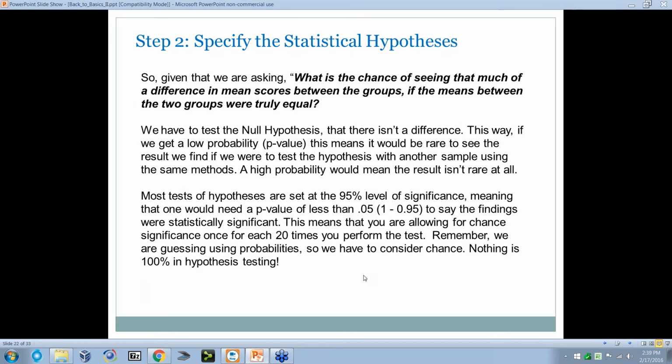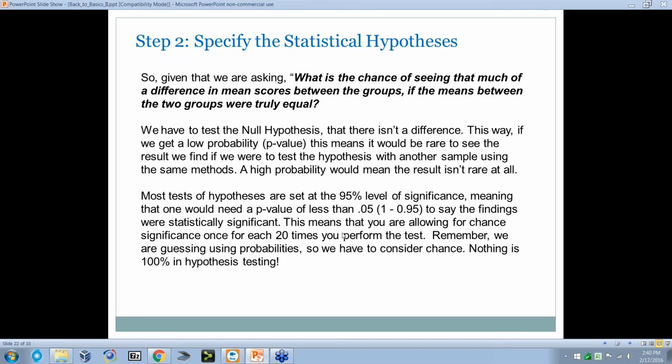So given that we are asking what's the chance of seeing that much of a difference in mean scores between the groups if the means were truly equal, we have to test the null hypothesis that there isn't a difference. This way, if we get a low probability, a low p-value, this means it would be rare to see the result we find if we were to test that hypothesis with another sample using the same methods, right? So a high probability would mean the result's not rare at all. If I got a p-value of 0.7, that would mean 70% of the time I would expect to see a difference like that. But if I have a p-value of 0.03, that means 3% of the time I would expect to see a difference like that. And therefore it's rare, therefore it's significant.